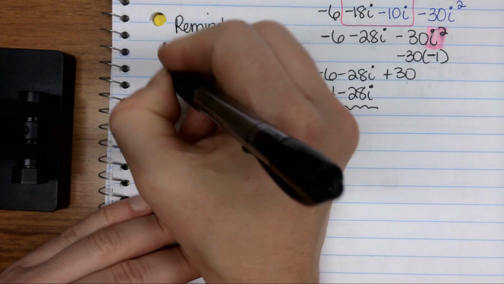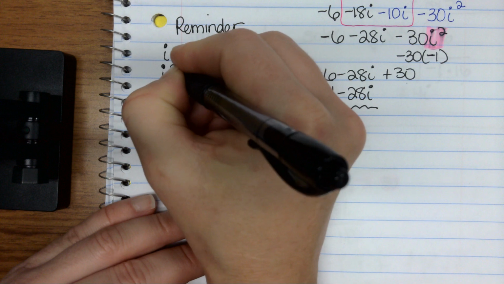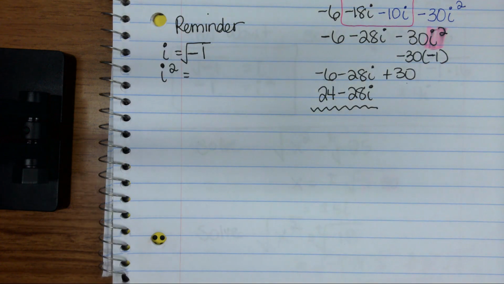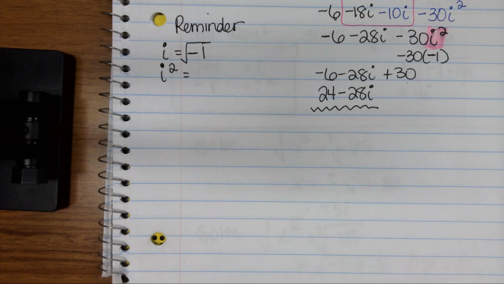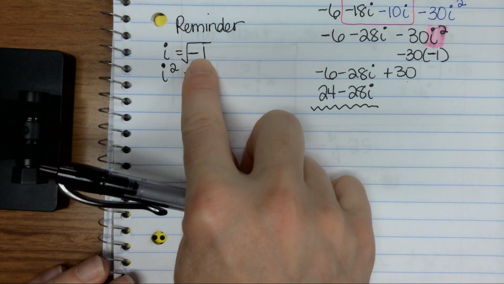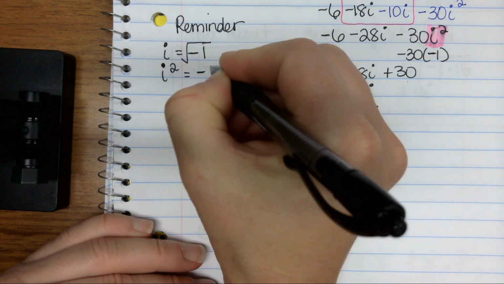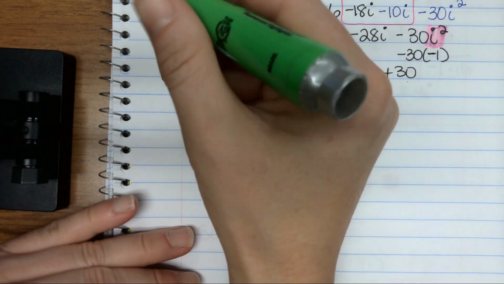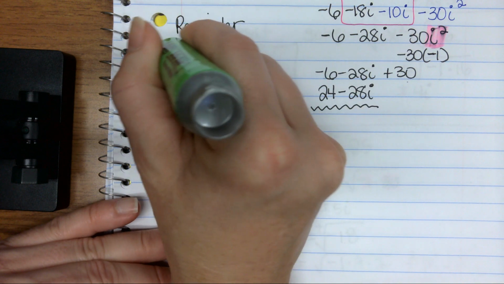We also said i squared equaled something. Does anyone remember what that is? If you square a square root, it should remove it. i squared equals -1.